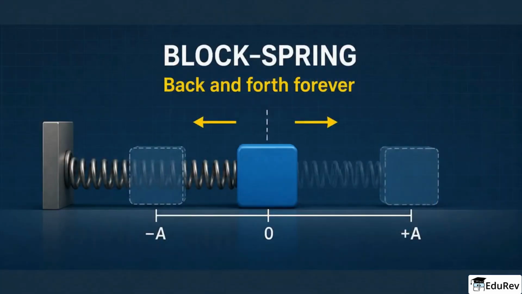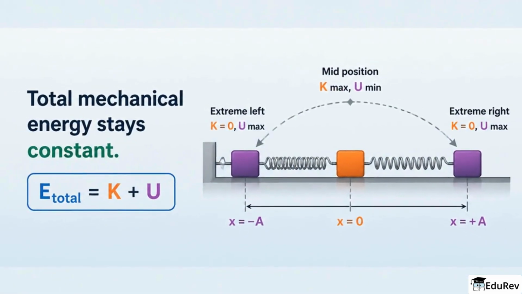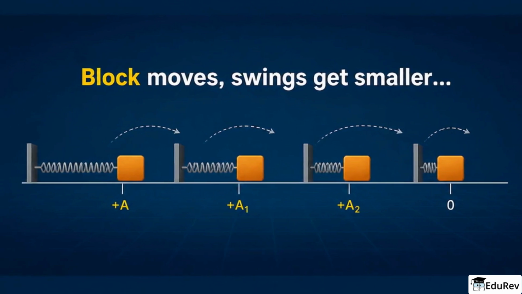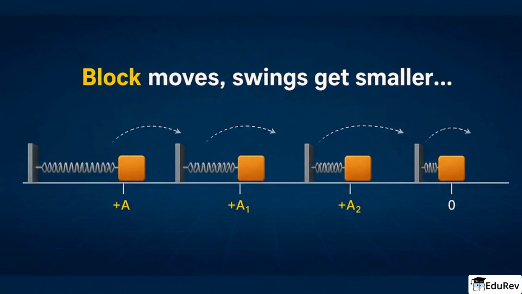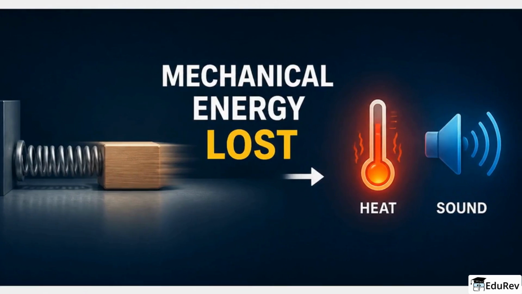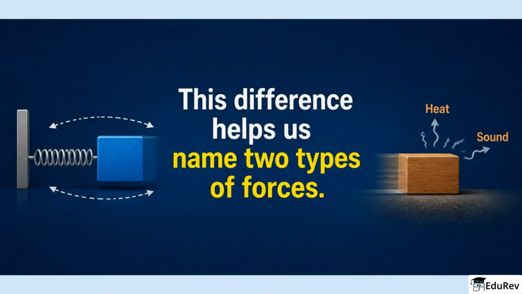First, imagine a block attached to a spring that keeps moving back and forth forever, with the same maximum stretch each time. In that case, the total mechanical energy, that is kinetic plus potential energy, stays the same. Now imagine the block moving, but each swing is a bit smaller until it stops. Here, the total mechanical energy is lost from the motion and appears as heat or sound. This difference helps us name two types of forces.